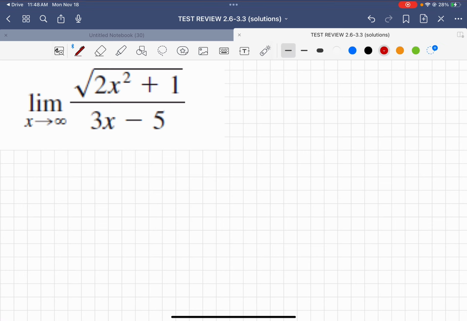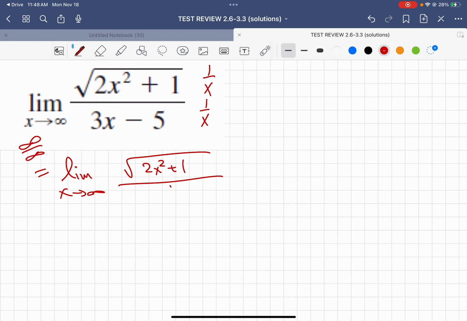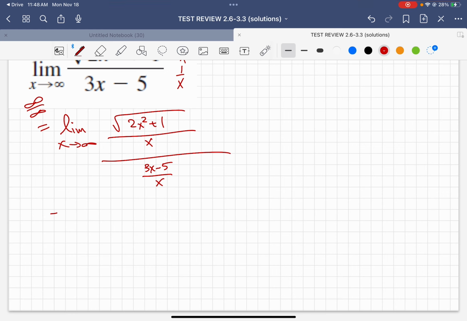Okay, so if I'm taking this limit as x goes to infinity, I see that you end up getting infinity over infinity, so that means we have to change the form. And so the way that you do that is by multiplying this by 1 over the highest power. So we get the limit as x goes to infinity of root 2x plus 1 over x, all that divided by 3x minus 5 over x. Well, why is that great?